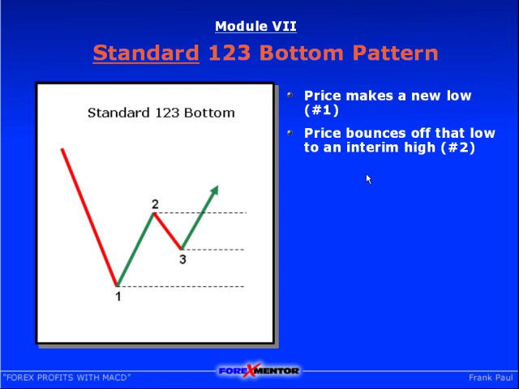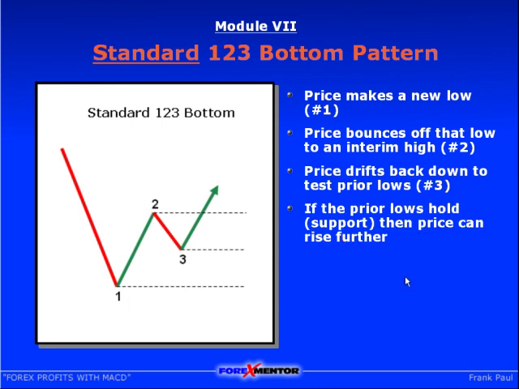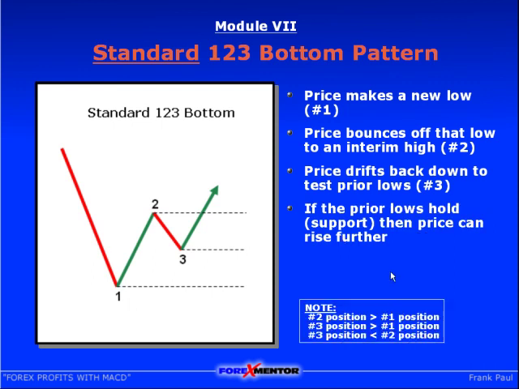So if you see this kind of pattern unfolding, a sharp drive down, price bouncing up, you'll want to go ahead and apply your Fibonacci grid and look for resistance at a critical level such as 38 or 50. Once price has hit that number 2 position and found interim resistance, it will then drift back down into the area of old or prior lows. It's testing for support, testing to see if support will come in and allow the market to then move higher.